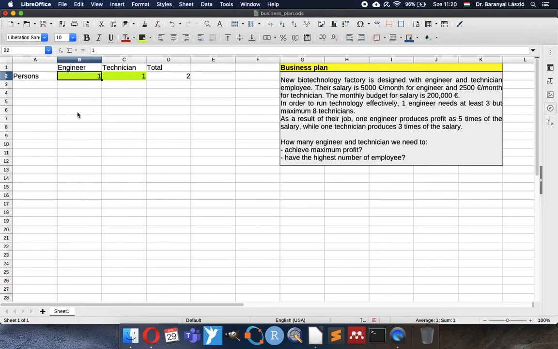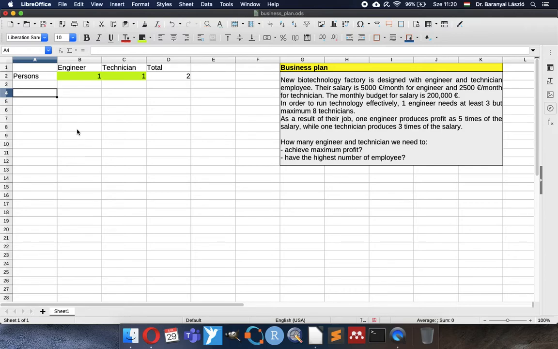Later we will use these data in calculation, so I apply names to get it easier. Engineer, I will call the number of engineers, and technician will be the number of the technicians. I always prefer using names instead of fixed cell references, because when you see the dollar signs and the cell names, you always have to track back what is the meaning of it. This way we can make it very simple and easy to understand.